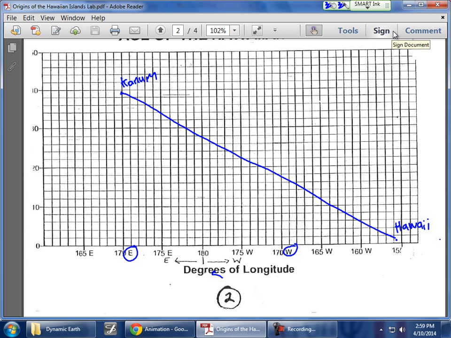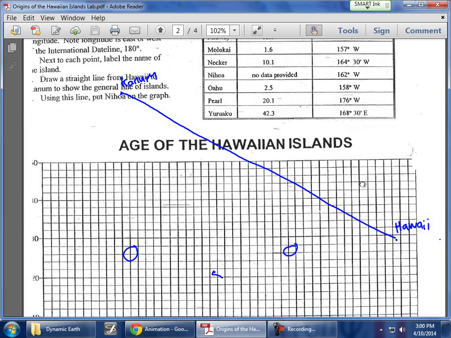Hey, that's not bad. Okay. What you're going to do from here on out is you're going to plot all the other islands. And what you're going to find is those other islands are really close to this line. What this line is saying is as you go from Hawaii to Canoe, as you go towards the west, what happens to the age? It increases. Good.